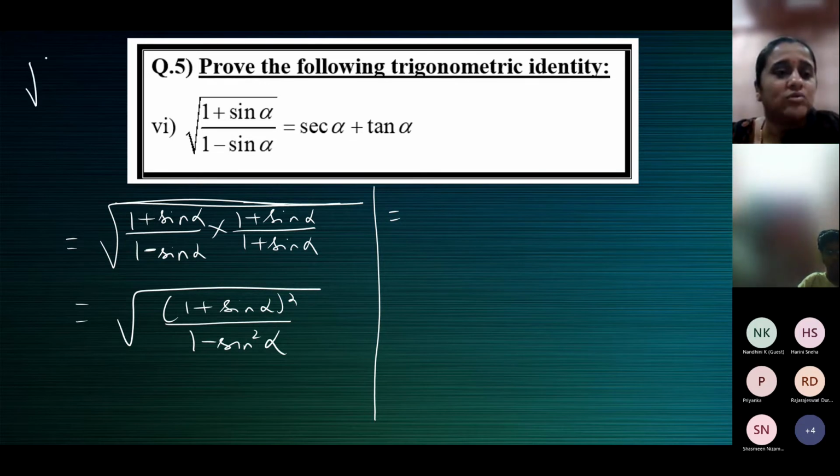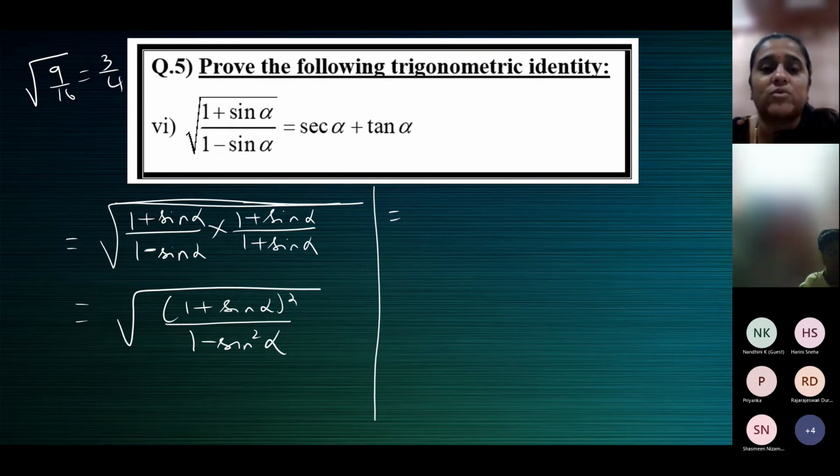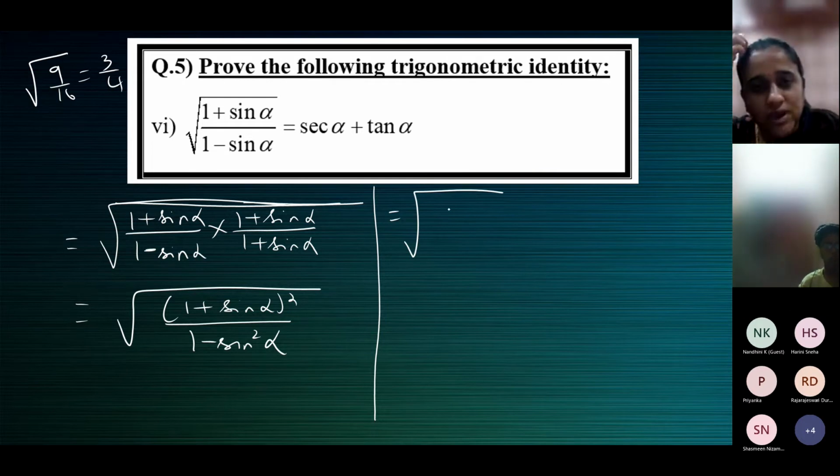See, you will be very happy to solve this 9 by 16 because you know it is 3 by 4. 9 is a perfect square, 16 is a perfect square, so you can get rid of the square root. It's 3 by 4, free from the square root. Similarly here, you need to have the numerator and denominator as perfect squares.